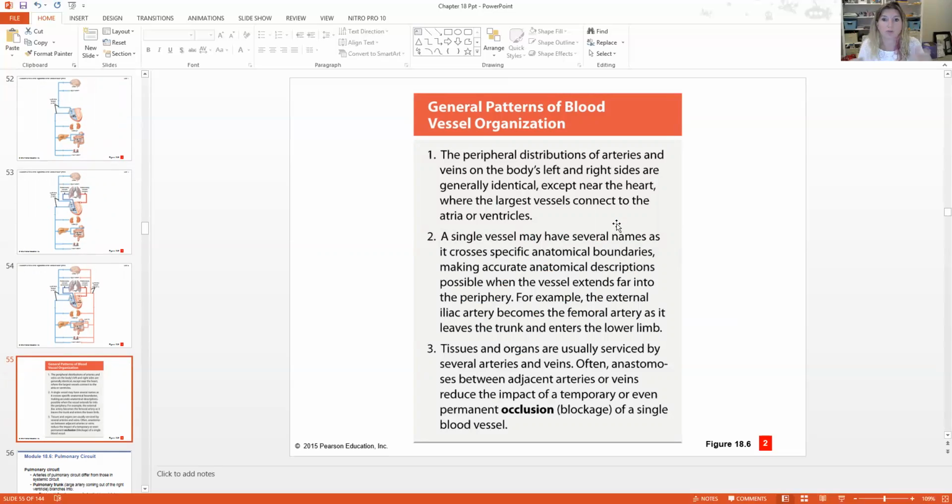Peripheral distribution of arteries and veins on the left and right sides are identical, except near the heart where we have those large veins, right, and large arteries. But otherwise, what you have on your right side of your body, you have on the left side of your body.